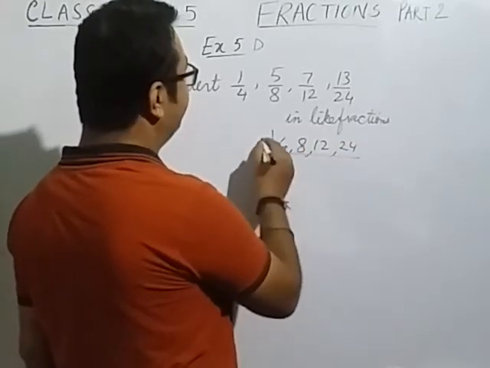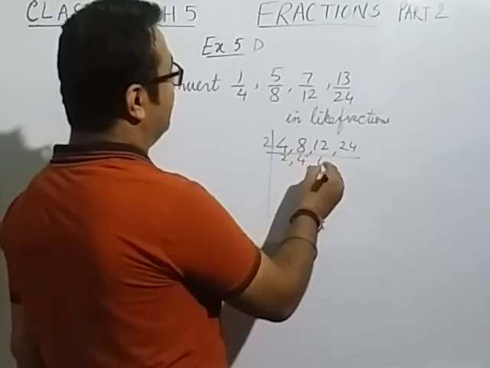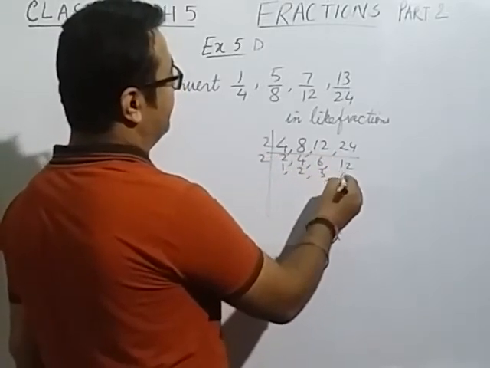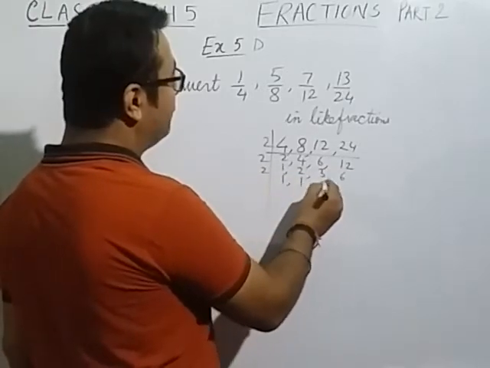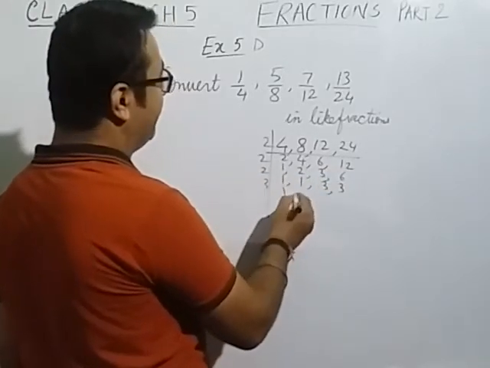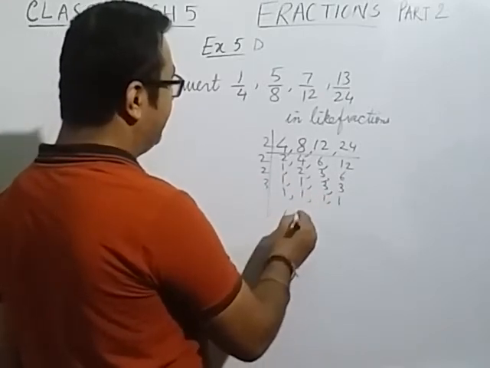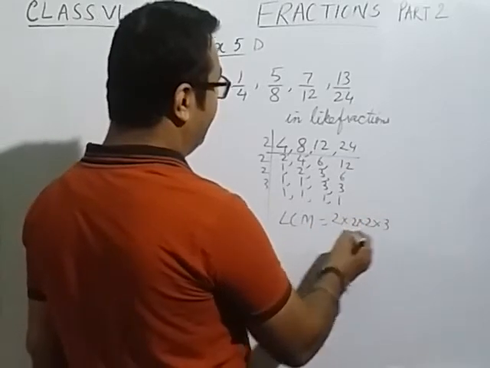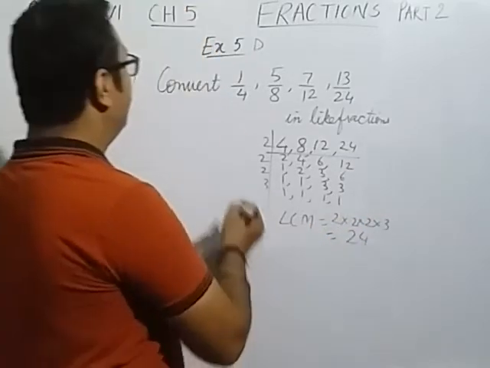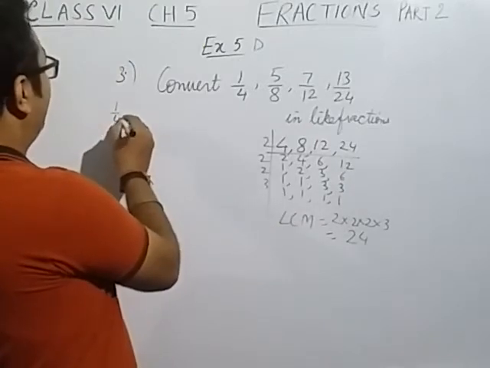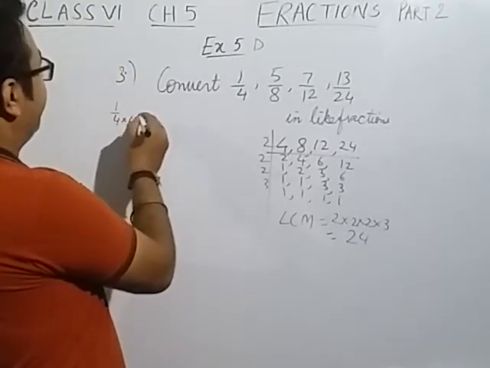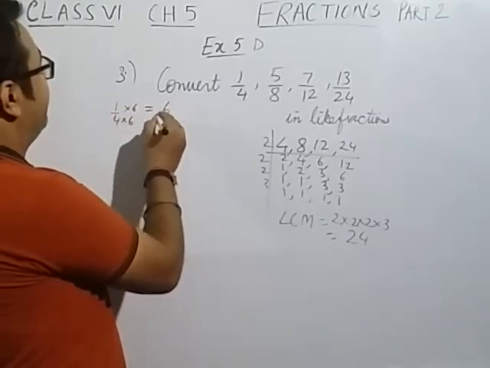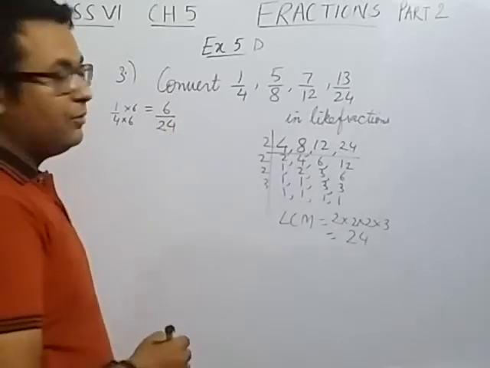Let us find the LCM. 6 2s are 12. Again it will go by 2. One more time it will go by 2. Now it will go by 3. So LCM is 2 cross 2 cross 2 cross 3, which is 24. Okay. Now how to make the denominator of 1/4 equal to 24? We need to multiply it by 6. Since we are multiplying the denominator by 6, we multiply the numerator also by 6. So the first fraction will become 6/24.